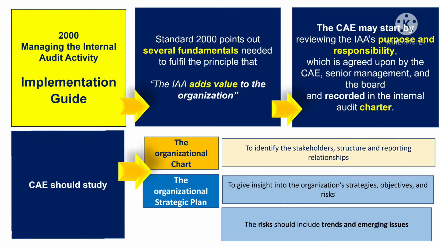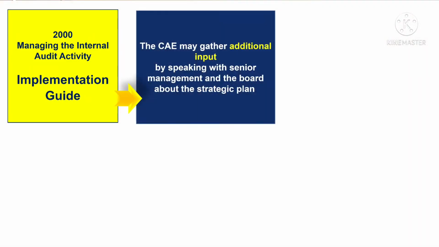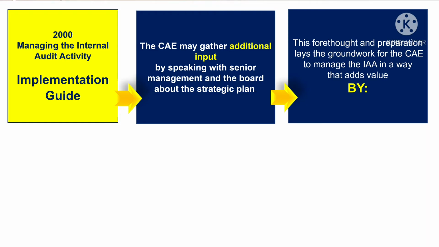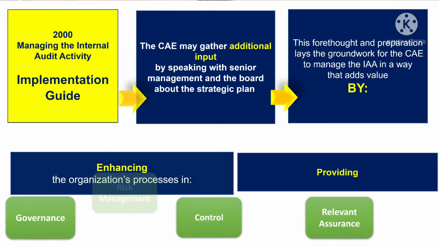So internal audit needs to be updated not only in the profession of internal audit but in the industry as well, so that they have business acumen and knowledge of what is going on in the industry. The chief audit executive may also have discussions with senior management and the board about the strategic plan or the business plan the company has, because this can lay the groundwork for the chief audit executive to manage the internal audit activity in a way that adds value to the objectives which management is targeting to achieve. And how can it add value? It can add value by enhancing the organization's processes in governance, risk management, control, and by providing relevant assurance.